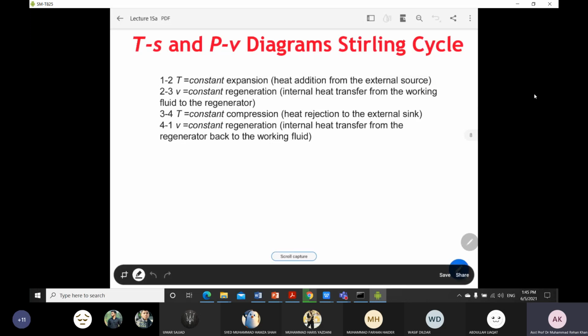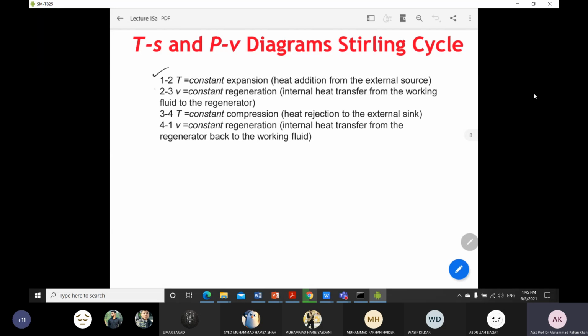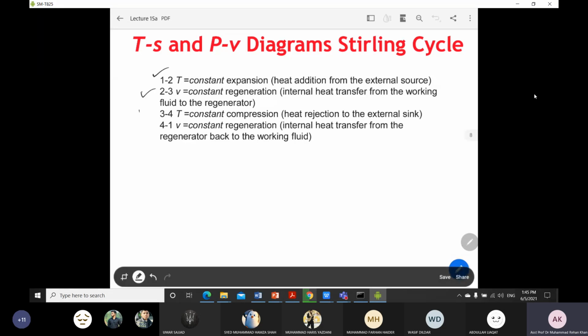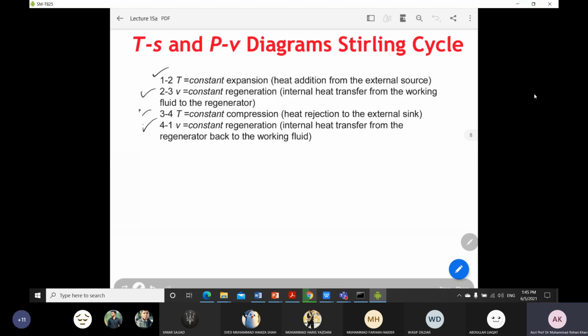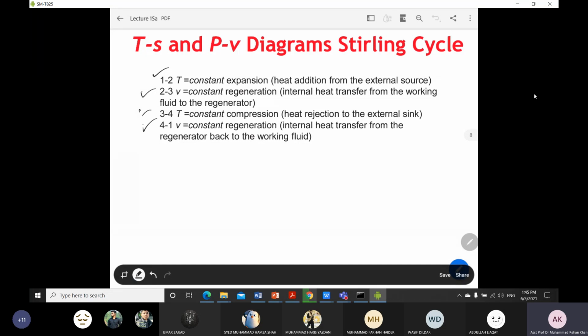Okay, so coming towards the TS and PV diagram, we already discussed that there will be an isothermal expansion process, a constant volume regeneration process, an isothermal compression process, and then a constant volume regeneration process. These are the four processes involved in the Stirling cycle. So first we will draw the TS diagram.